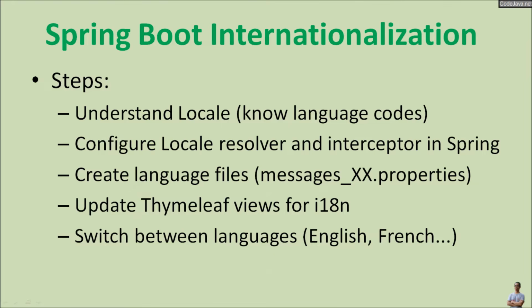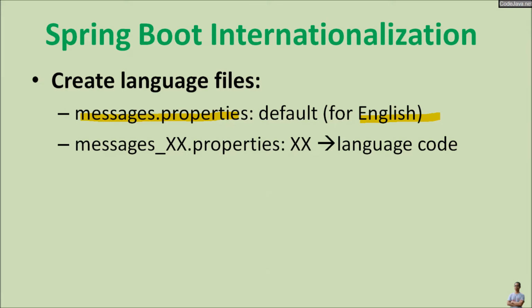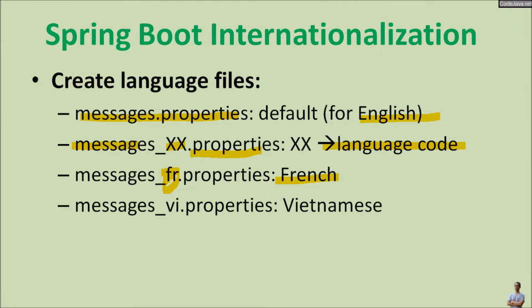And the next step is to create language files, messages.properties. We create the default language file messages.properties for the default locale. We use this file for English, and for other languages we create the files in the form of messages underscore and then 2 characters for the language code and dot properties. For example, messages_fr.properties for French, because fr is the language code for French. messages_vi.properties for the language Vietnamese, and so on.